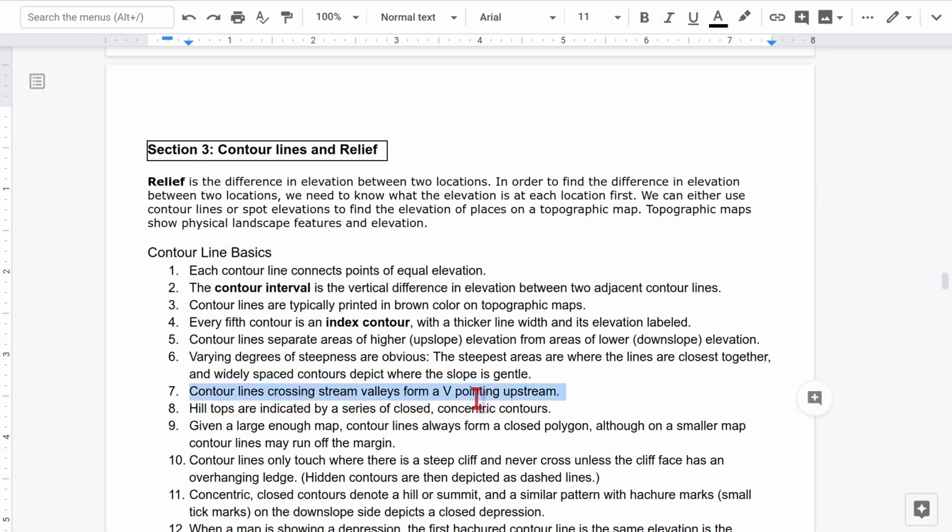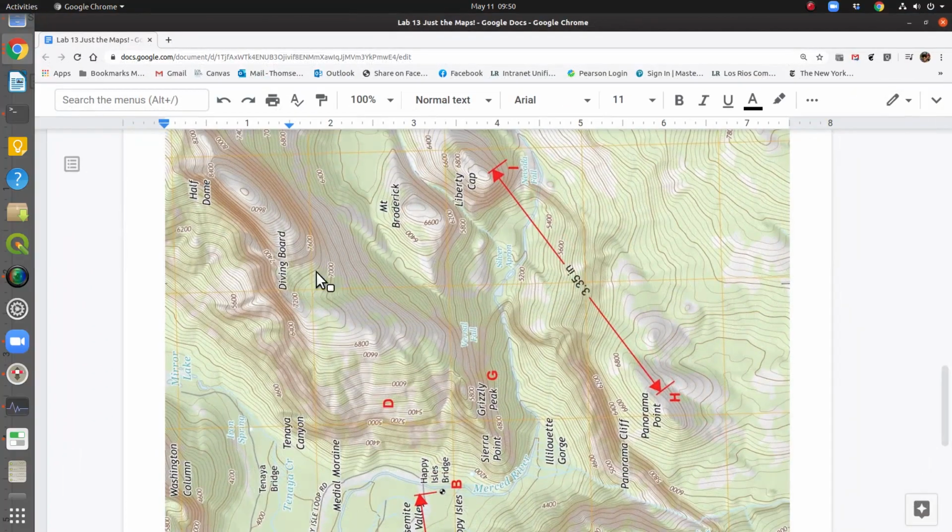Contour lines crossing stream valleys form a V pointing upstream. So on this map, right in here, you can see the elevation down here is 4,200 feet from the index contour, and the elevation up here is 5,200 feet. And where the stream is going upstream, and we know it's going upstream because we can read the numbers off of the index contours, you can see that the lines make a V pointing upstream. So alligators swimming upstream is one way to remember that.